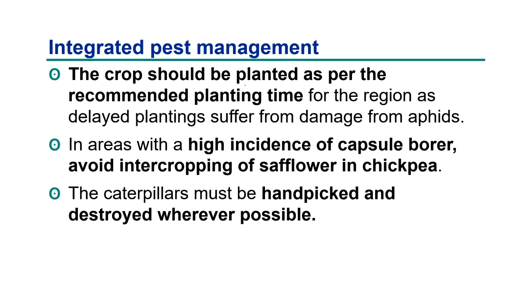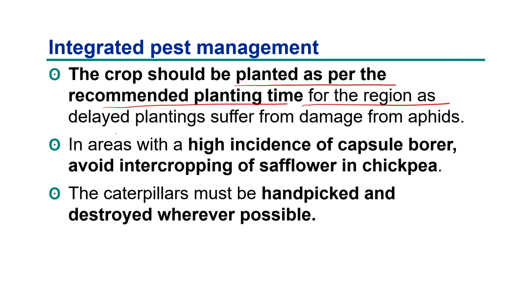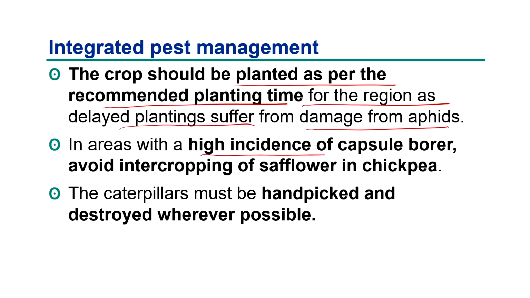The crop should be planted as per the recommended planting time. Means it should be planted at the optimum time of sowing recommended for a particular region, and delayed plantings suffer from damage from aphids. So if you delay the planting, you will get more infestation of aphids in your crop. In areas with high incidence of capsule borer, avoid intercropping safflower and chickpea. The caterpillars must be hand-picked and destroyed wherever possible. So it is also possible to hand-pick the caterpillars, take them out from the field and destroy them.